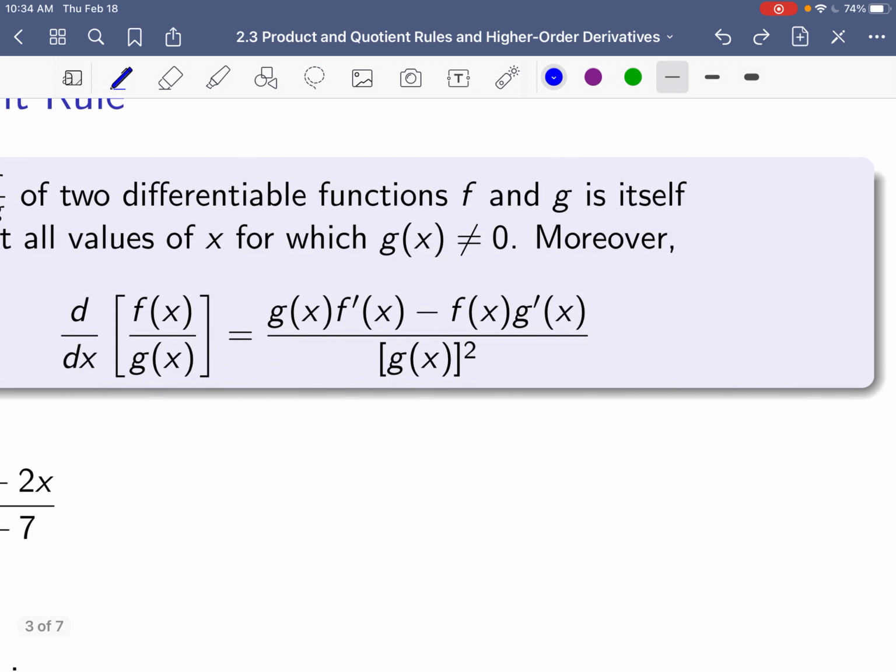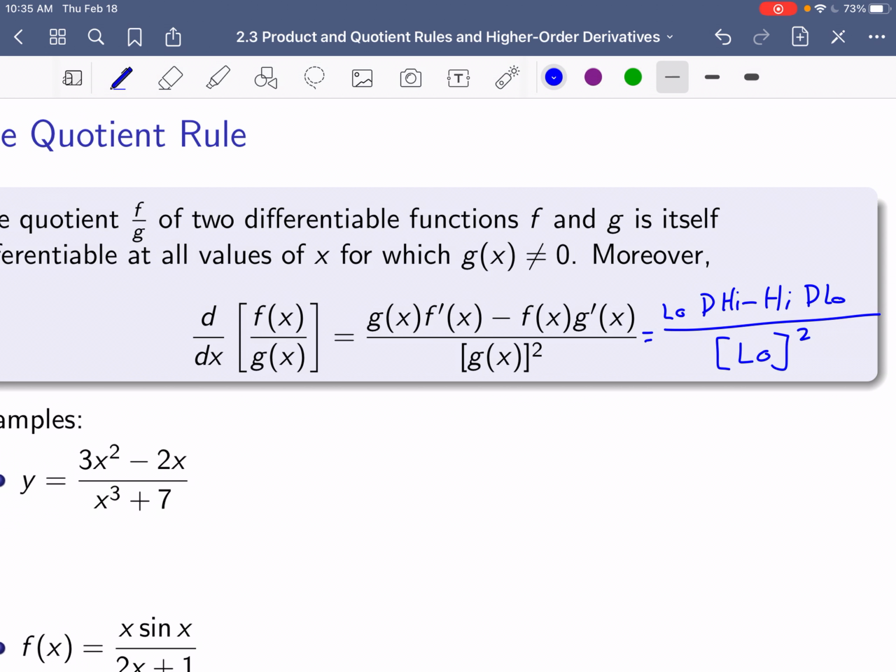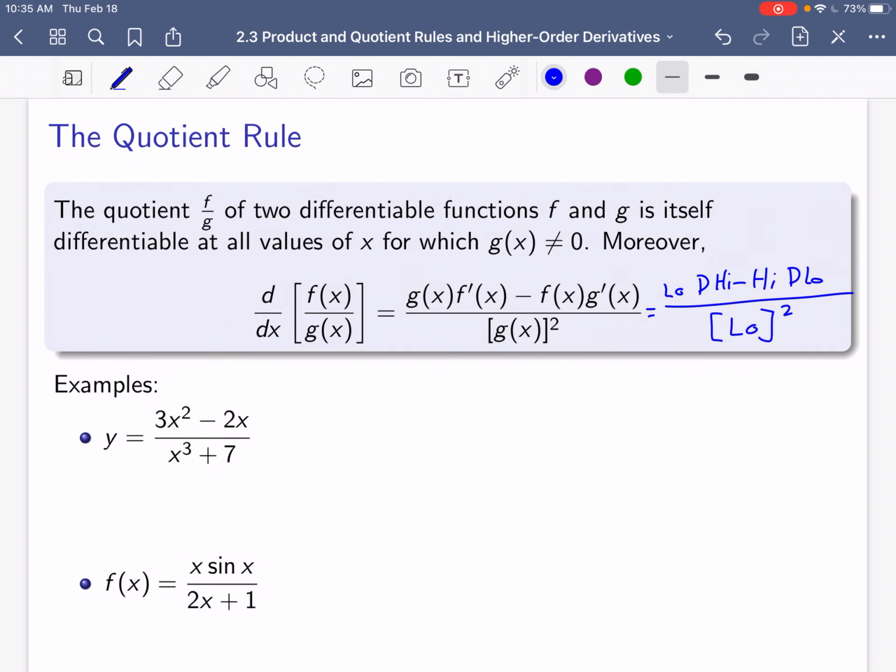And so we can say it is low d high minus high d low, square the bottom, and away we go. The bottom function times the derivative of the top, minus the top times the derivative of the bottom, over the bottom squared. That is our quotient rule. So here, let's look at an example.